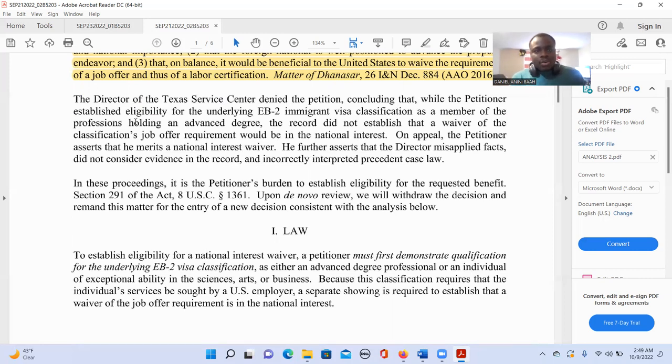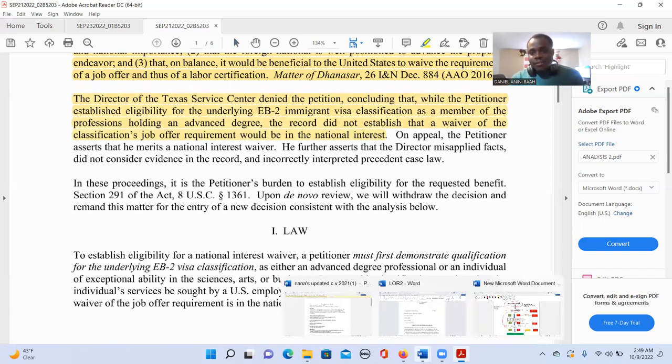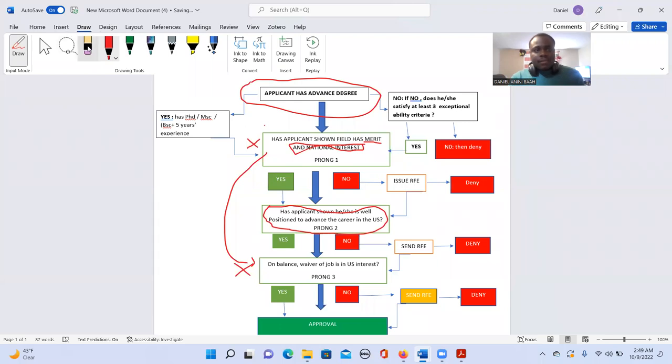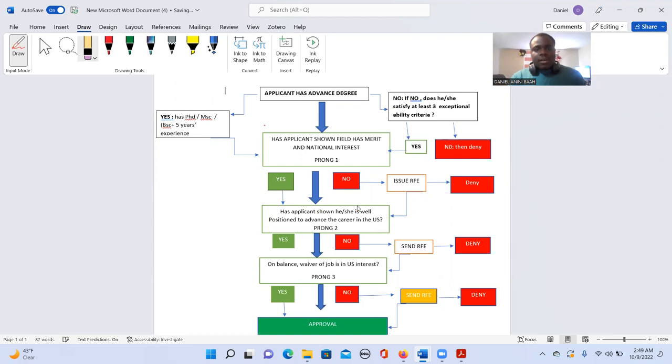So of course, if we look at this part that we just looked at, then that means the petitioner did not establish that a waiver of the job offer requirement would be in the national interest. This person is also kind of suffering the same fate. Let me first try and erase these things. Okay, erase these things. So let's start fresh and see where this person is lacking.